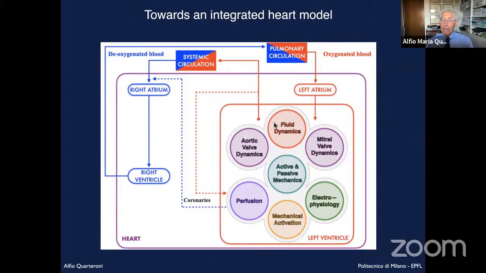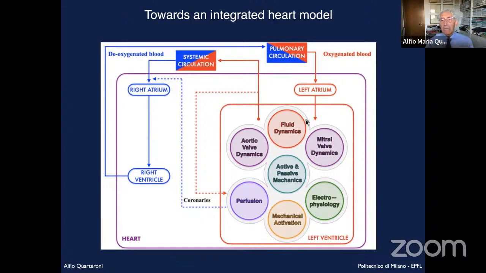Then we have another process that takes place, and this is the fluid dynamics in the four chambers, because we have blood, which is, of course, stimulated by the fact that the four chambers contract and relax. Then we have the dynamics of the valves. Then we have the perfusion, which is the process by which the coronaries, which are sitting on the surface, say, of the myocardium, will perfuse the myocardium, will bring blood to the myocardium, will nurture the myocardium.